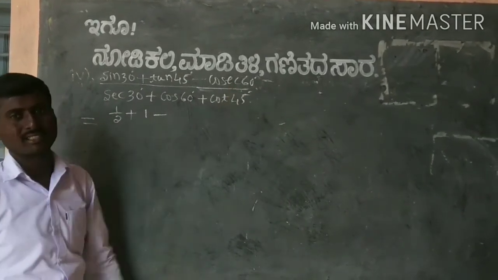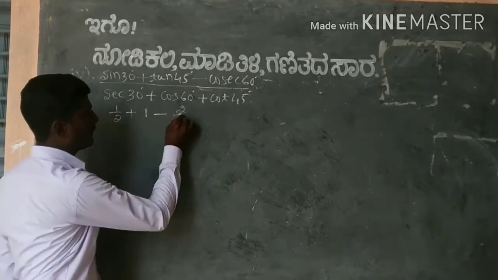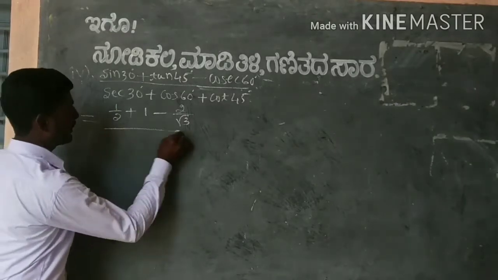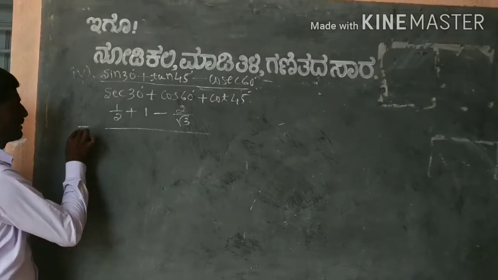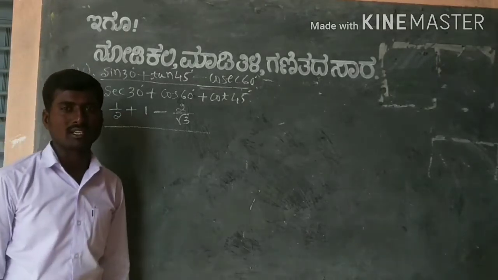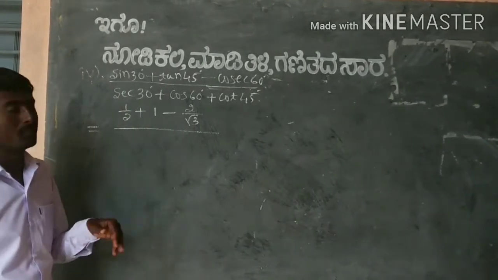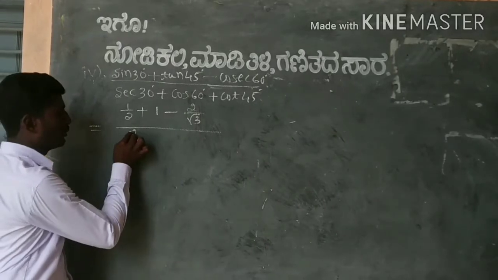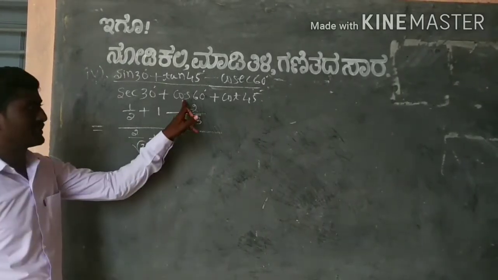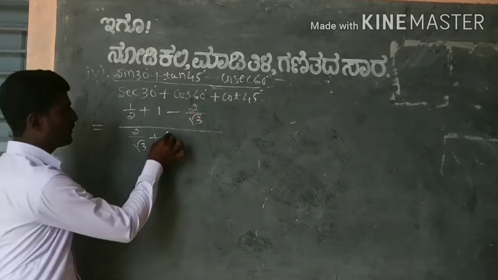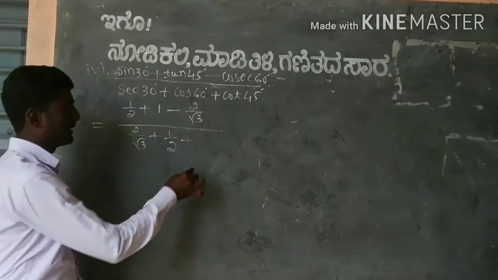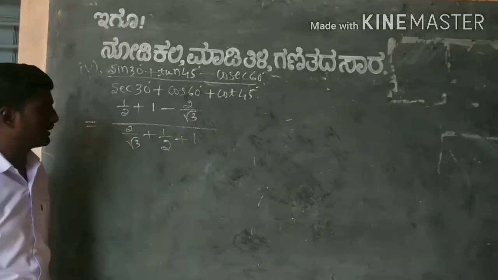Sin 60 value is root 3 by 2. Then cosec 60 will be 2 divided by root 3, then whole divided by, sec 30 means 1 by cos 30. Cos 30 value is root 3 by 2, sec 30 will be 2 divided by root 3 plus cos 60 means 1 divided by 2 plus cot 45, that is also 1, cot 45 and tan 45 are 1.